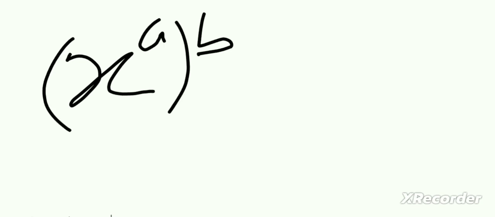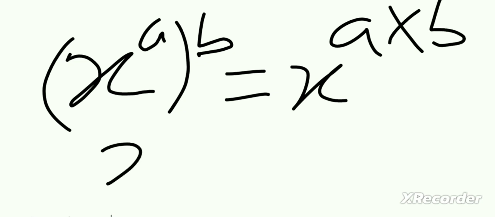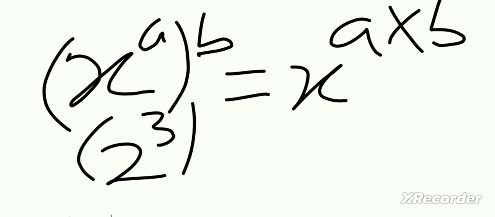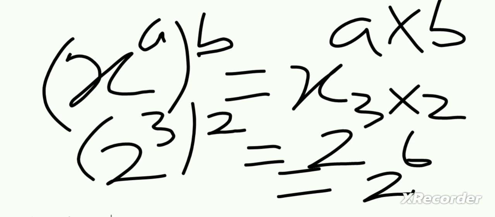Next is the multiplication of exponents law. For example, if you are given something like this, x to the power of a, all in brackets, raised to the power b, this becomes x to the power of a times b. For example, if you have to simplify 2 to the power of 3, all to the power of 2, that gives you 2 to the power of 3 times 2, and that gives you 2 to the power of 6.